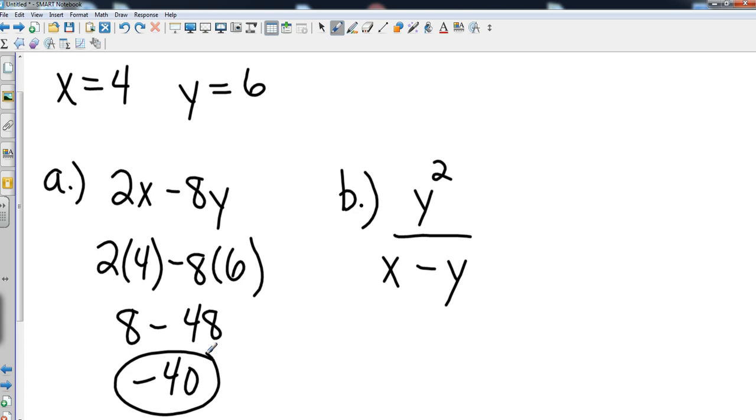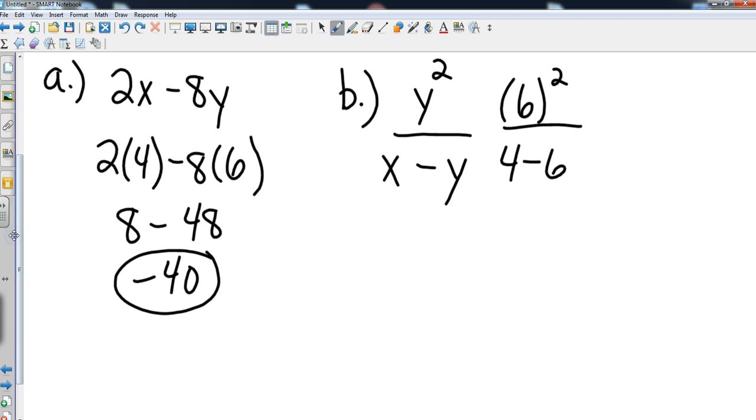Over here, again, we're going to substitute in. So we've got y squared. That's going to be 6 squared over x minus y, which is going to be 4 minus 6. 6 squared is 6 times 6, which gives me a value of 36. And 4 minus 6 gives me a value of negative 2.